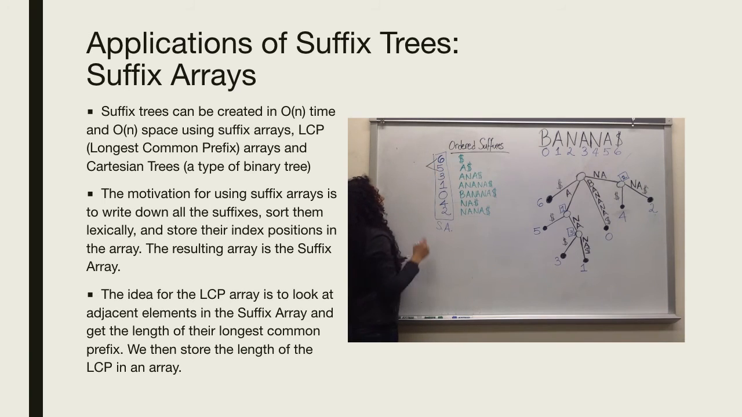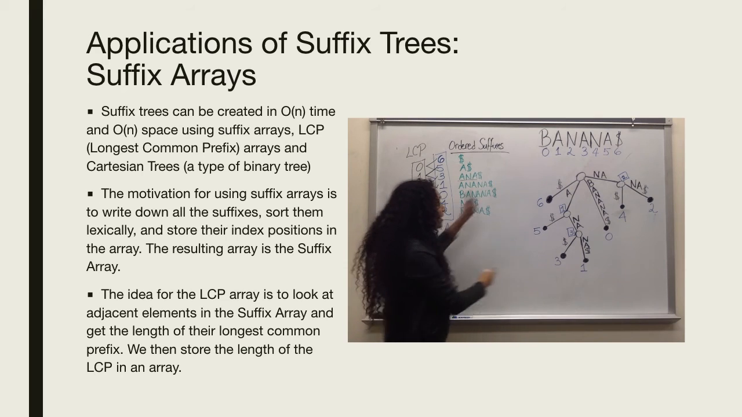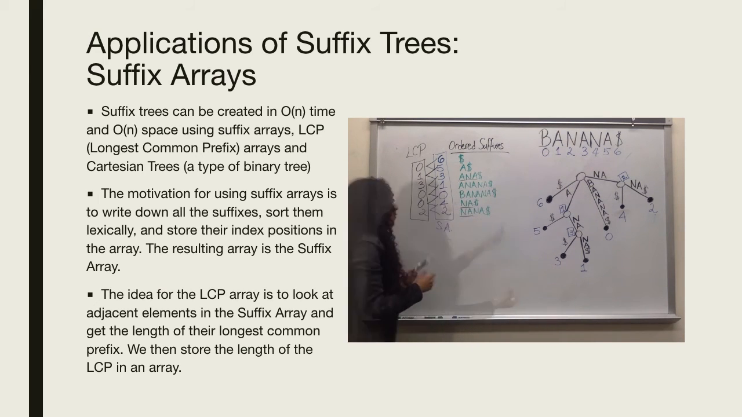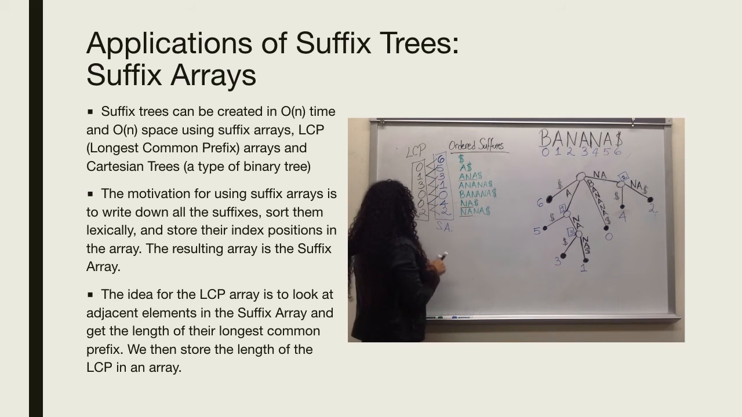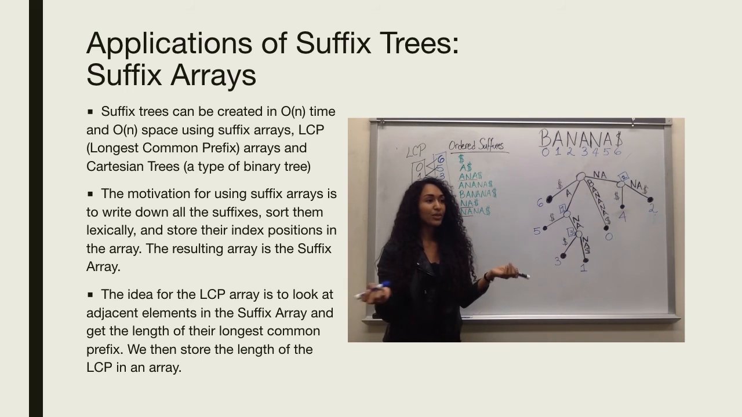So we're going to start comparing these side by side. Between $ sign and $, there isn't any common prefix, so they get a 0. Between $ sign and $, they have a prefix A, which is of length 1, so they get 1. Now this auxiliary array is our LCP array. So the claim here is that using these two arrays, these two pieces of information, we can construct this exact same tree.